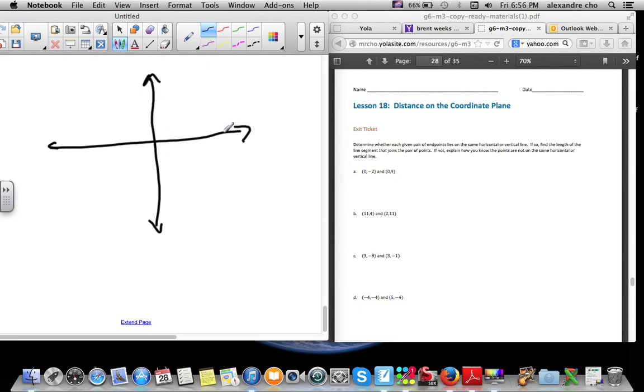So 11 and 4, which means go 11 to the right and then 4 up. 1, 2, 3, 4, 5, 6, 7, 8, 9, 10, 11. And then 1, 2, 3, 4. So it would be around here, roughly.